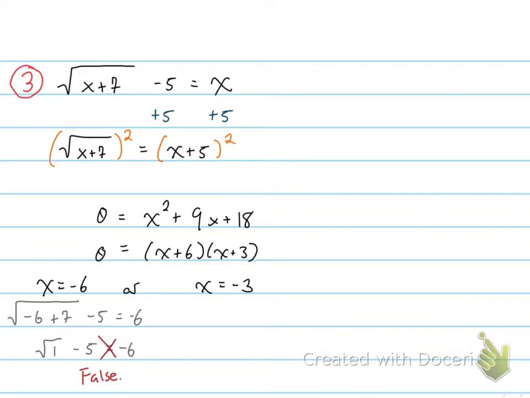Now let me try it with -3. When I plug in -3, I end up getting the square root of 4 minus 5 equals -3, or 2 minus 5 equals -3. I can look at that. I know that's going to work out. So in this problem, after double checking, I can confirm that -3 is my only solution for this equation.